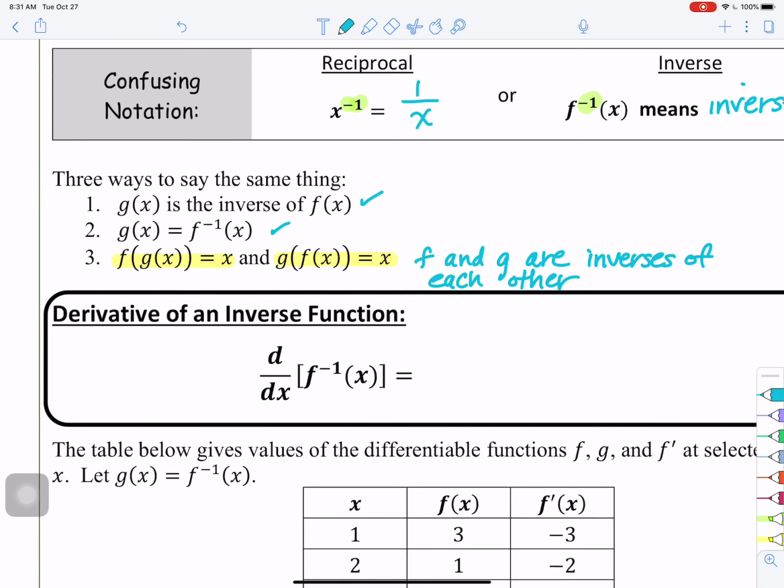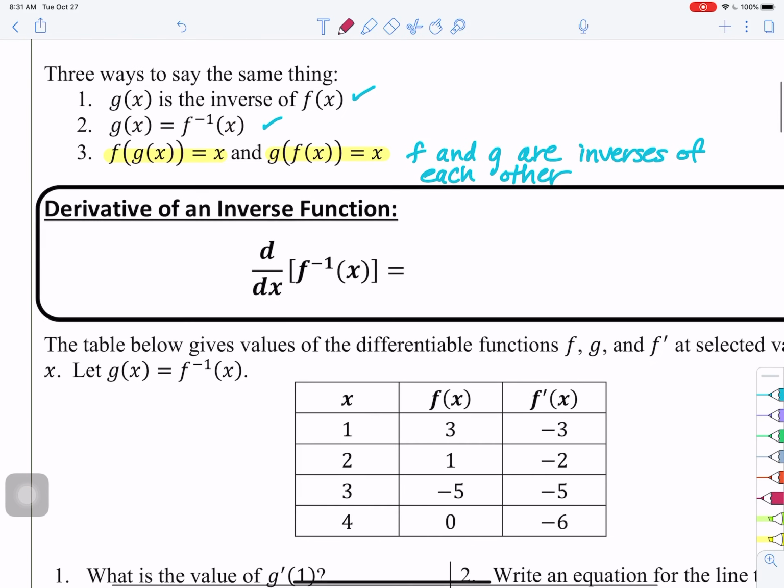Okay? So let's just jump right to our derivative. This is something you're going to have to memorize. There's no way around it. There are some things in this class that we just have to memorize, and this is what it looks like: 1 over f prime of f inverse of x. It's just something you're going to have to know, okay? So this is the derivative of f inverse of x. And every problem you work, you should probably write this down, okay?